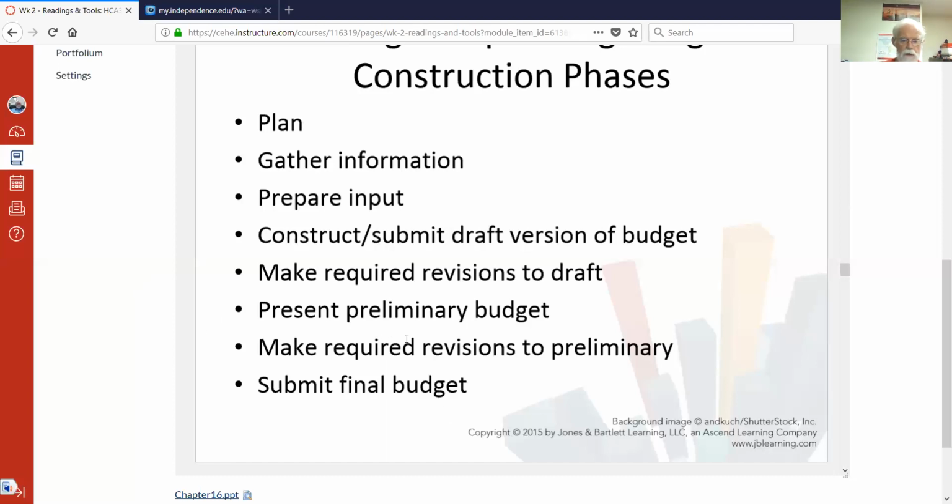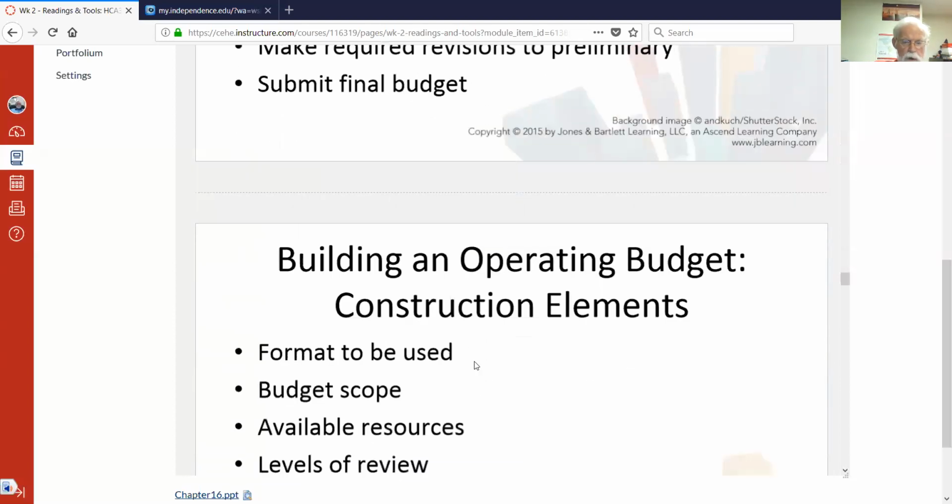So we make that and then discuss that. Usually they will require some revisions. No manager is capable of looking at something and not marking it. So they will do that, and then we prepare the final budget.